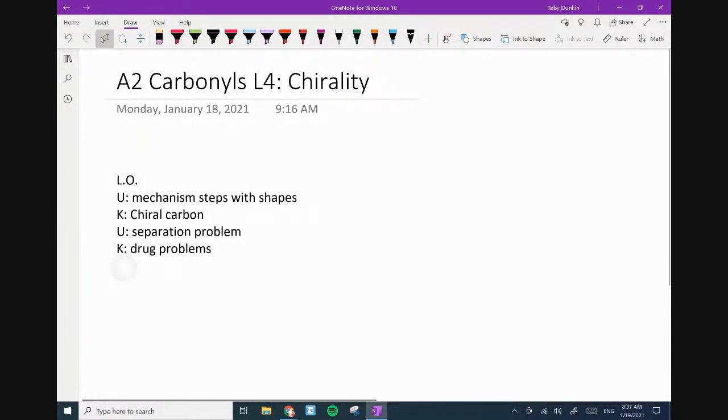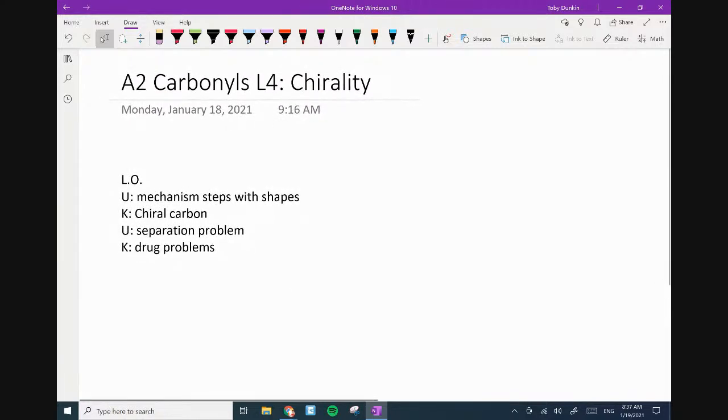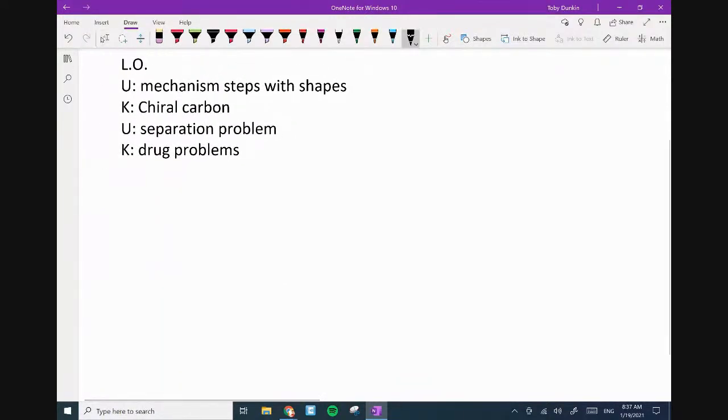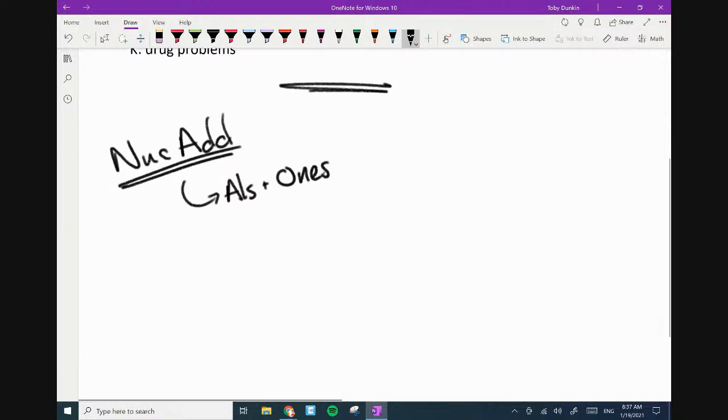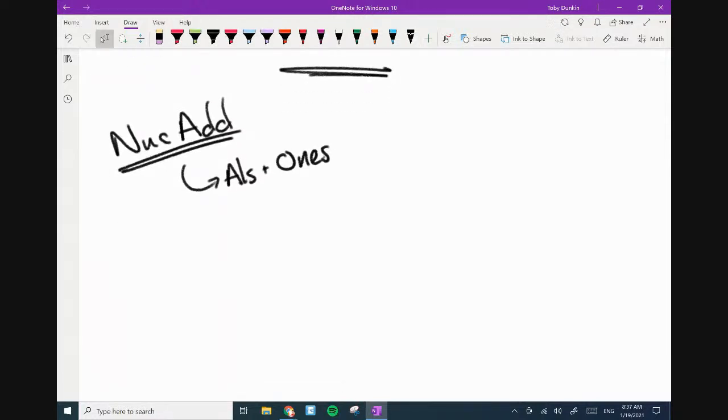Okay. So chirality is linked to carbonyls for one very specific reason. If I just move that up to there, we can draw a line and we can do nucleophilic addition. Nuke add. Let's run a mechanism. We know that nuke addition is the only thing aldehydes and ketones do. Both do nuke addition. All A2 mechanisms are 2-step.